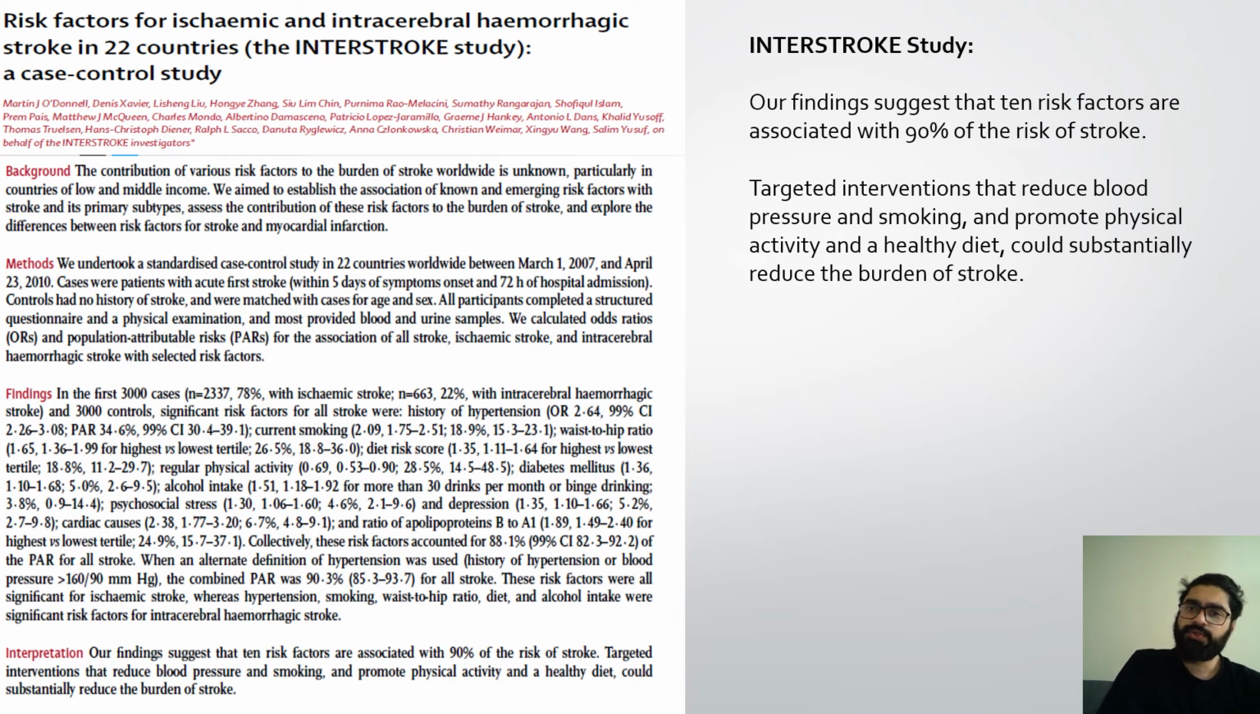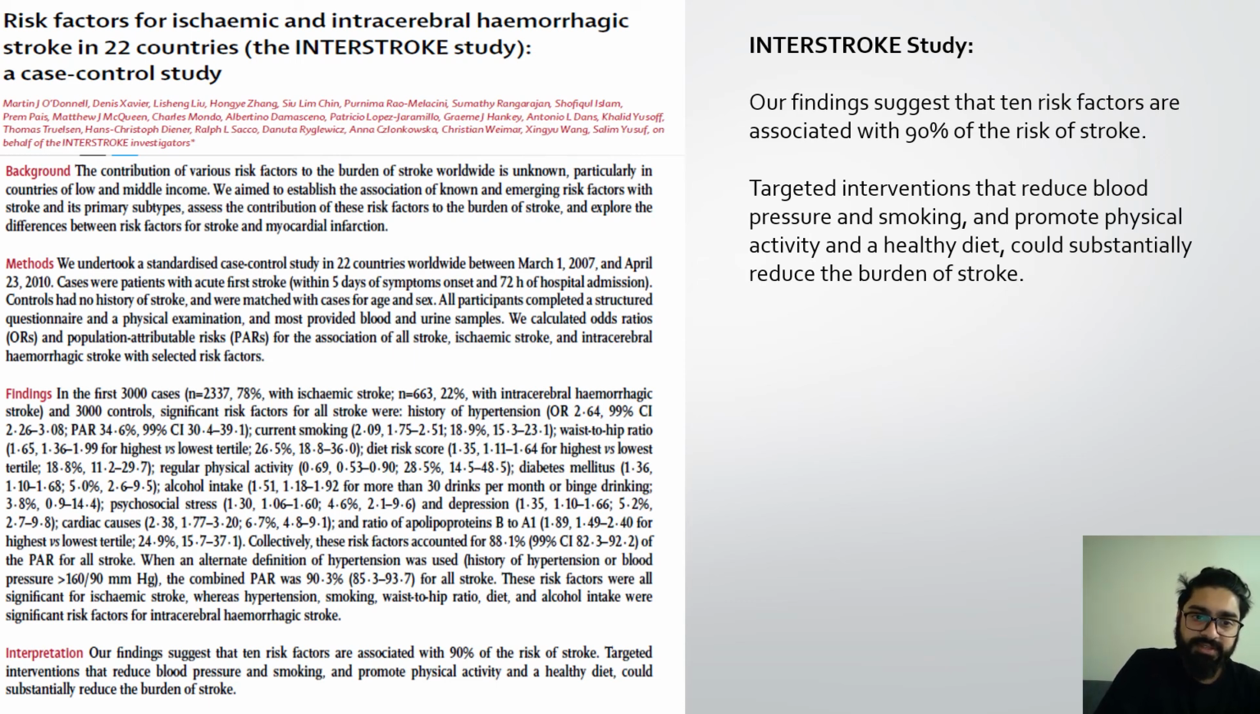This was the INTERSTROKE study, which suggested that 10 risk factors are associated with 90% of the risk of stroke. Targeted interventions that reduce blood pressure and smoking, and promote physical activity and a healthy diet, could substantially reduce the burden of stroke. In their findings, there were 3,000 cases; 2,337, that was 78%, had ischemic stroke, and 663, that was 22%, had an intracerebral hemorrhagic stroke.